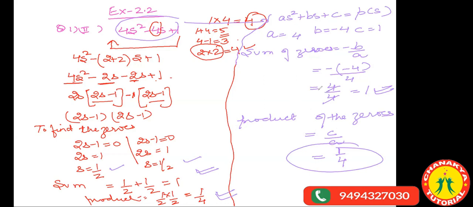Yes, ma'am. Okay, children. Today we have revised how to establish the relationship between the sum of the zeros and the product of the zeros. First of all, you will split the middle term. After splitting the middle term, you have to put those factors equal to 0. Then you will get the values of the unknown variable, x or whatever is given: x, y, s, t, u. Then you have to apply the formula: sum of the zeros is minus b by a, and product of the zeros is c by a.